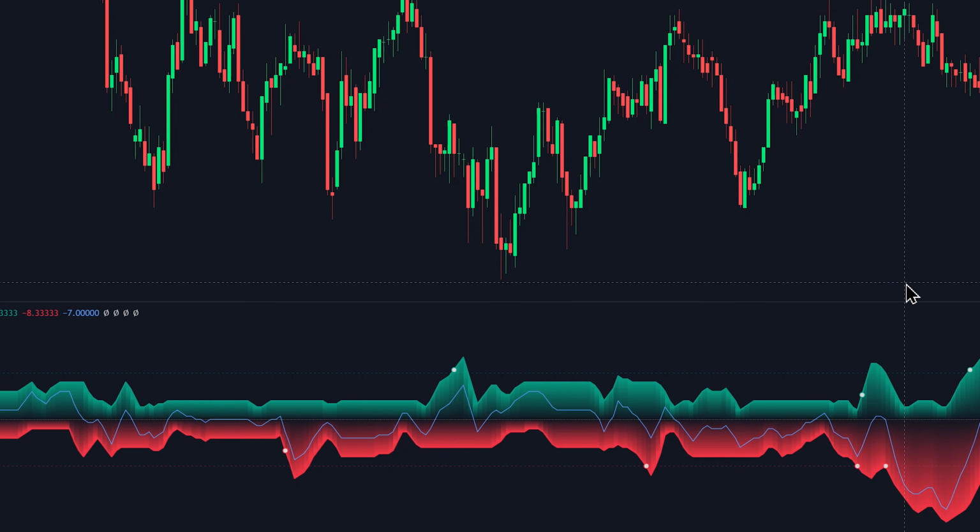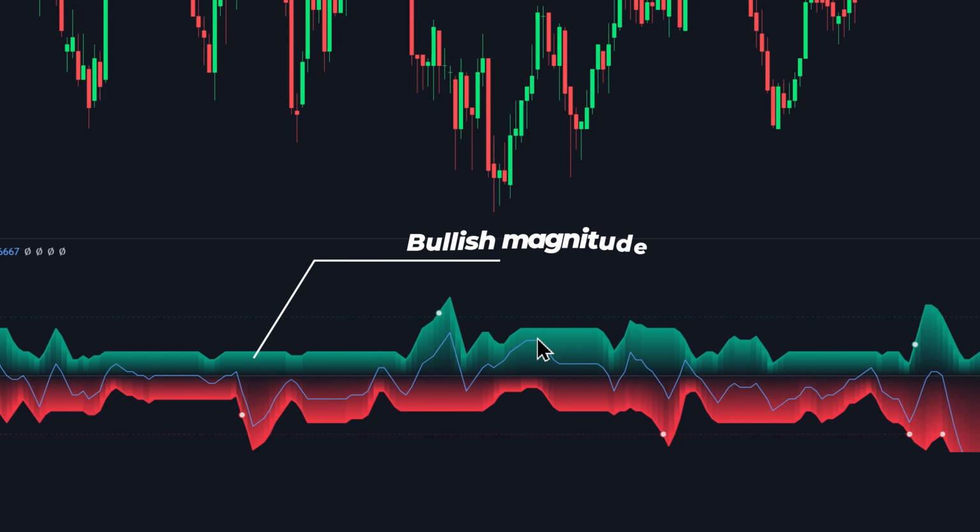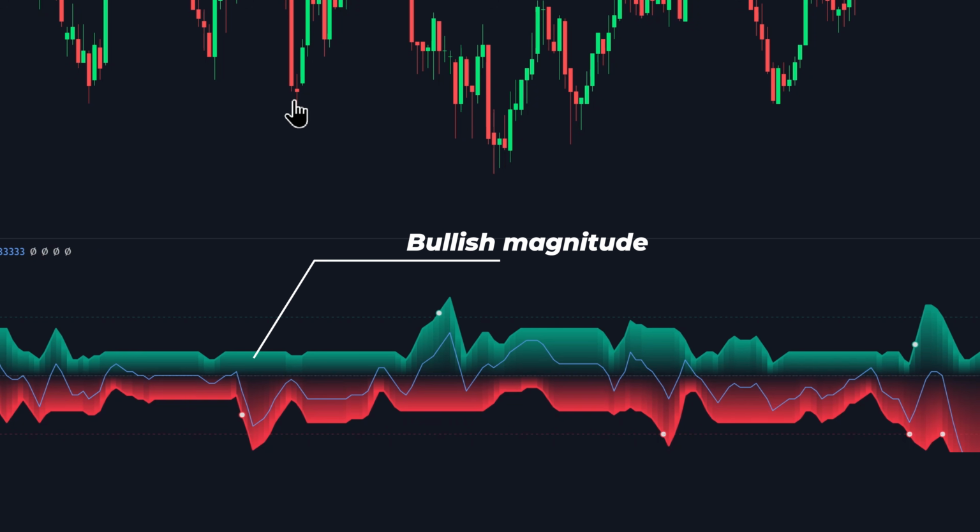Now, let's take a look at the components. This indicator plots three main metrics on a centered oscillator. The first one is Bullish Magnitude, shown in green. This measures how often lower wicks are tapping into a support liquidity cluster. When that green reading gets stronger, it means buyers are absorbing selling pressure at that level.